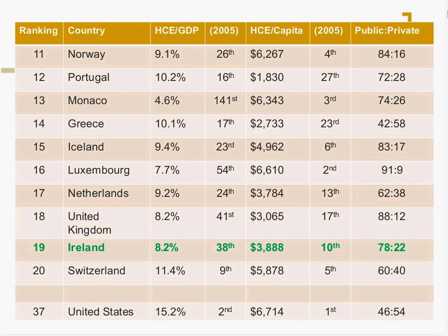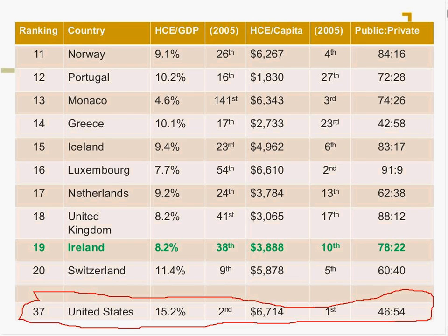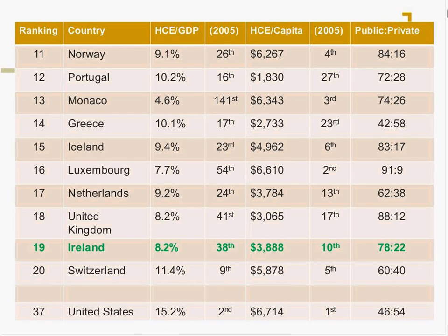The US is the country that spends most. It was ranked 37th. Nobody spends more than the US: $1,714 per annum back in 2005. 15% of their GDP goes into healthcare. Yet ranked 37th. On health outcomes based on equity, based on access, based on efficiency, their health system was relatively poor.